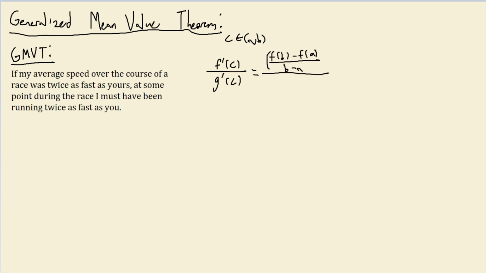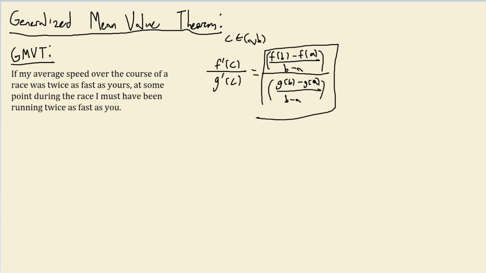That's just the same as with the mean value theorem. And so for g of x, that would be g of b minus g of a over b minus a. And this is literally just taking this idea here and representing it in mathematical terms. This would be me running twice as fast as you at some point c, and this is the idea that I ran twice as fast as you over the entire interval.